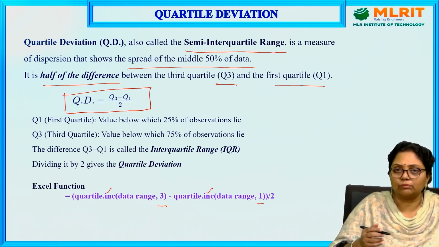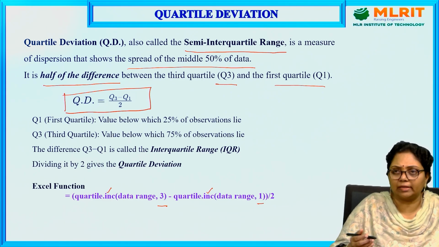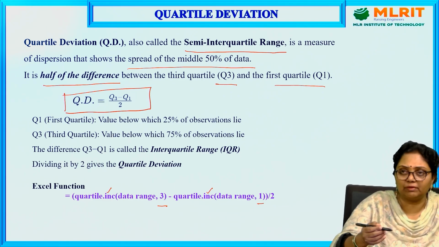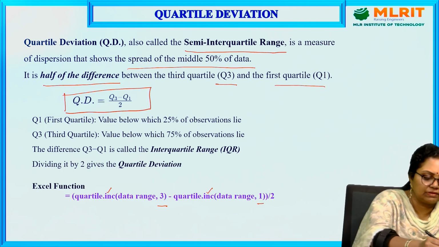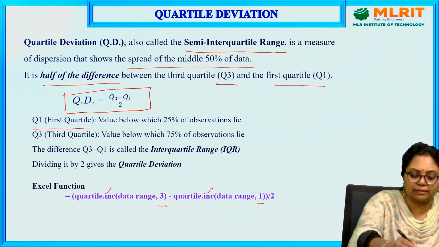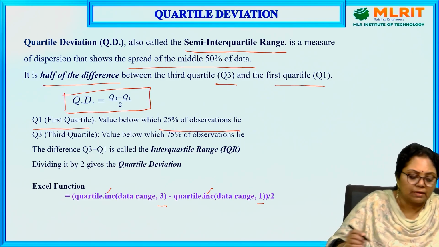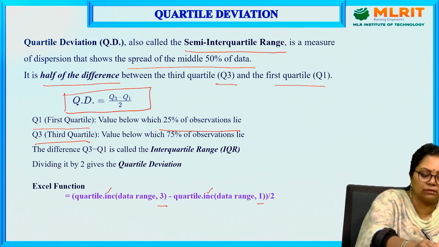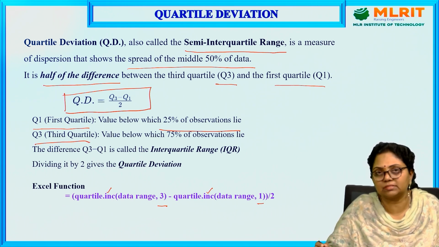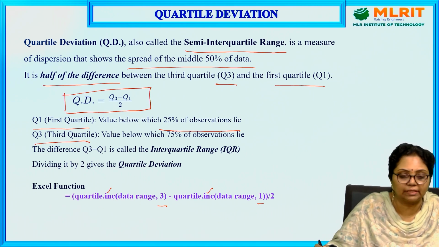Now, you may have a doubt: what is a quartile? A quartile is nothing but 25% of the observations. The first quartile represents 25% of the observations. When we talk about the third quartile, that is 75% of the observations.